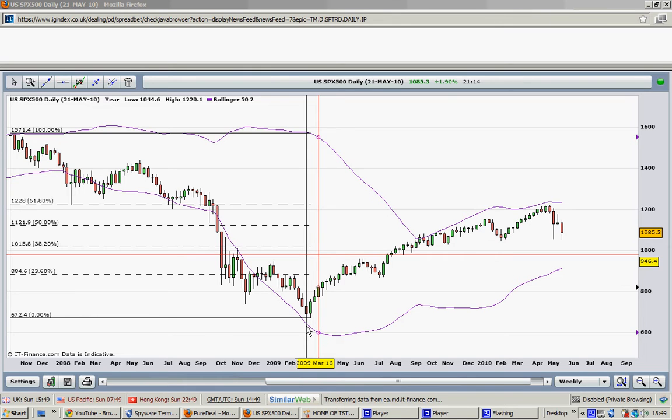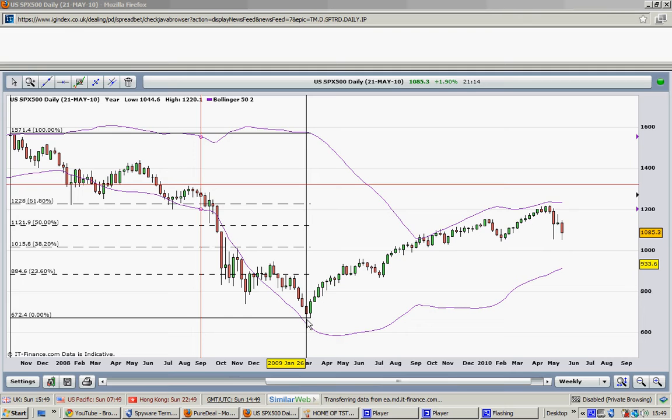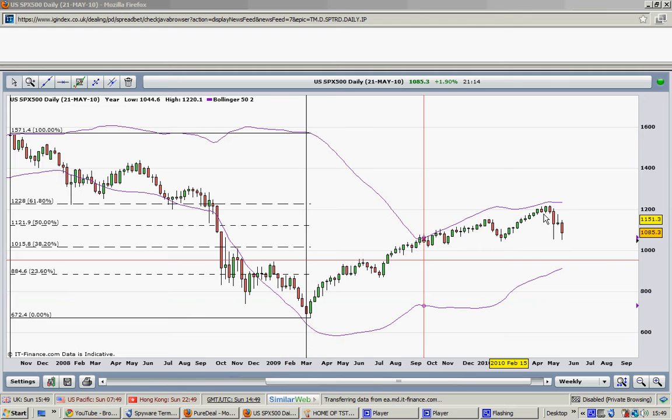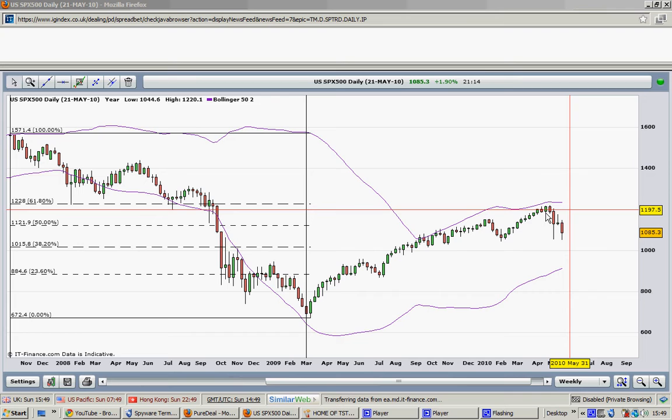Went down and then went up straight away. From October 2007, the S&P 500 went down up to March 2009, and then from March 2009, the price went up till now, which is May 2010. Okay, so almost 2 years downtrend, 1 year uptrend almost.